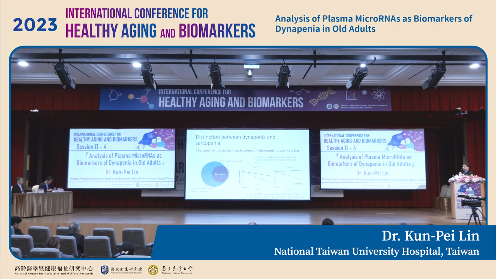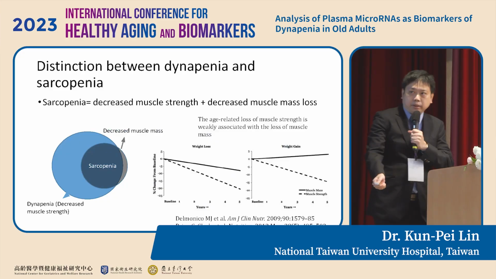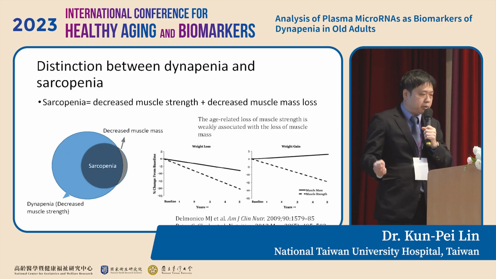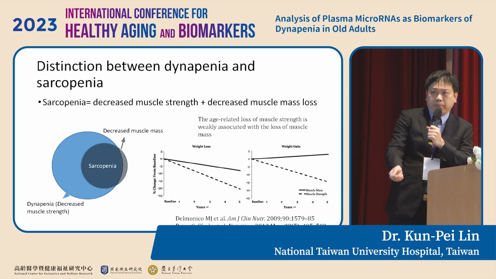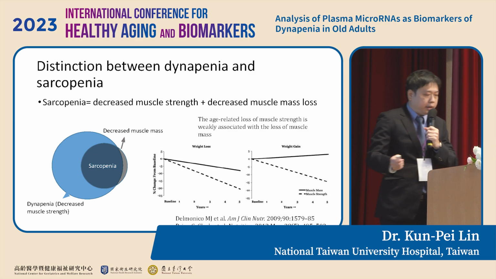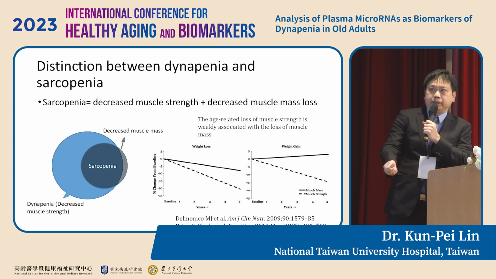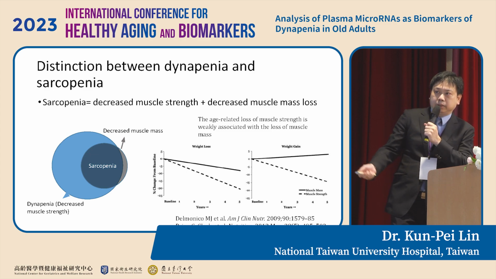This slide shows the distinction between Dynapenia and sarcopenia. The main difference between Dynapenia and sarcopenia lies in muscle mass. Dynapenia typically refers to a functional decline, and this means the blue area. The blue area shows decreased muscle strength, and the gray area shows a decrease in muscle mass. Their combined zone, the dark gray area, is sarcopenia. So we can say sarcopenia is equal to decreased muscle strength, Dynapenia, plus decreased muscle mass.